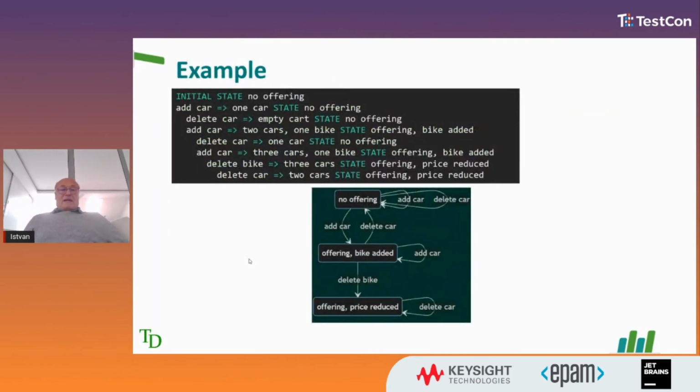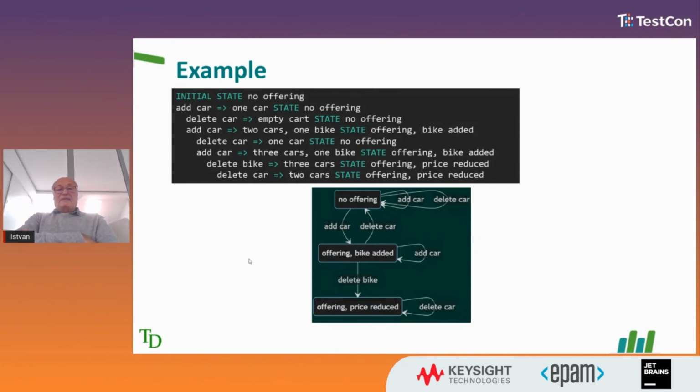Here is some part of the model. So we start from an initial state that is no offering, and we add a car, and the state is still no offering. Now we can do different things. For example, delete a car, and we go back to the empty cart, and the state remains no offering. And if we add a car, this is a second test case, then we have 2 cars and 1 bike, and we arrive at an offering bike added state.